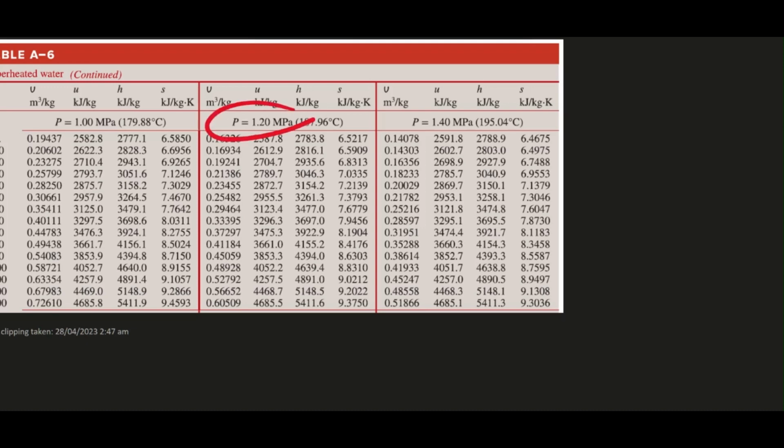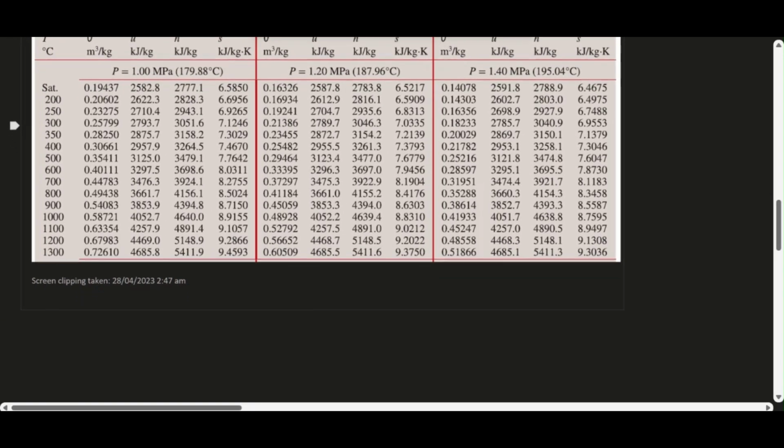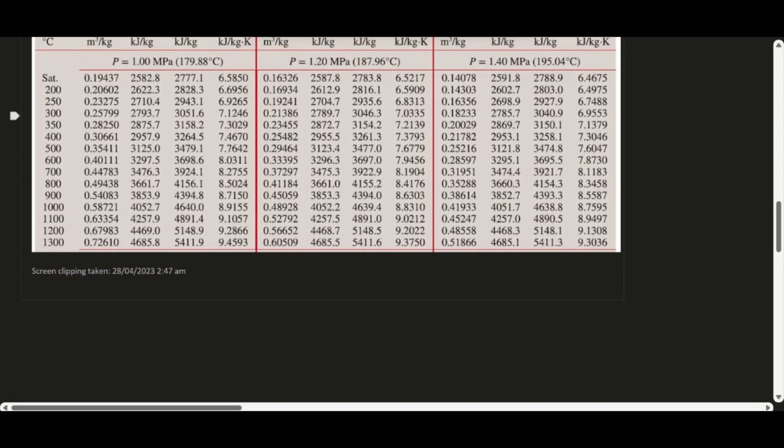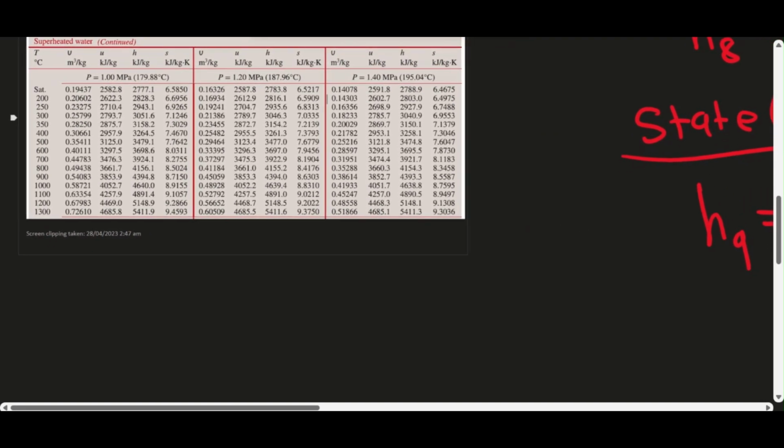I have 1.2, I have 1.4, but no 1.3. What do we do? Exactly. That's why this video is made, to know how to deal with such a case as this. So don't worry. We're here to double interpolate. Let's double interpolate. All right.